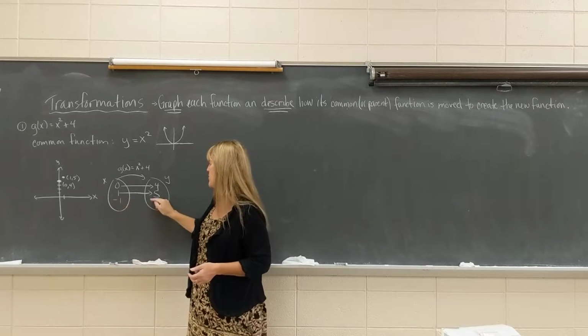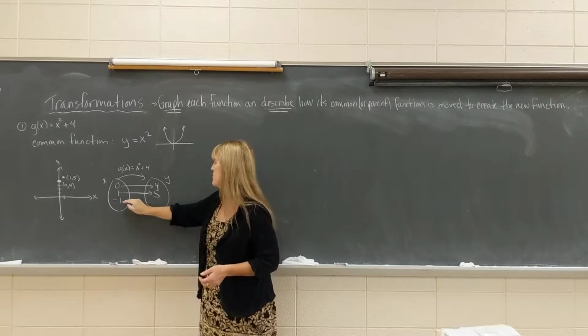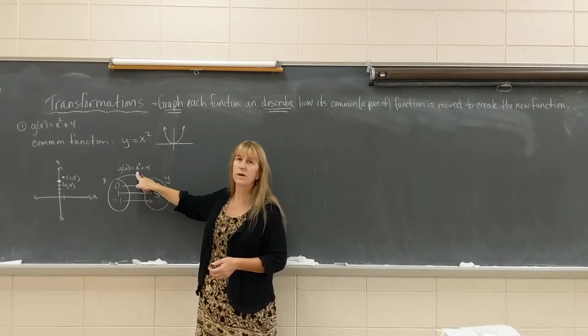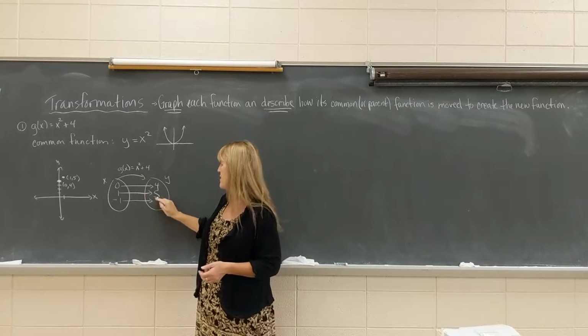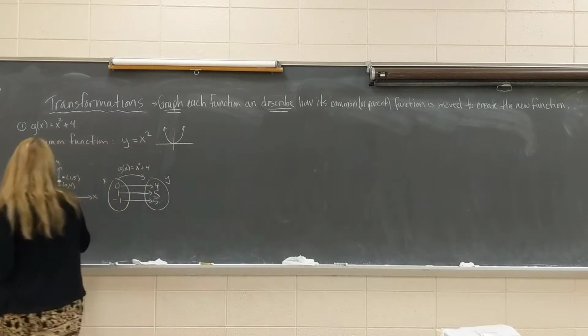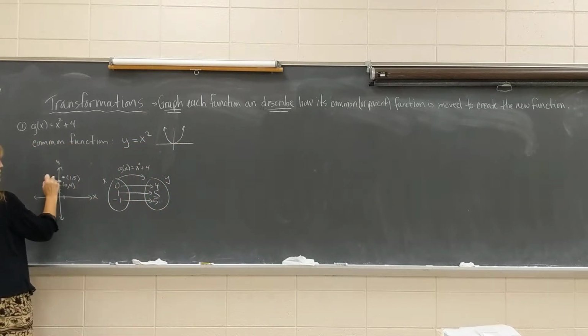So I'm going to try negative 1. Oops, sorry. Let's plug a negative 1 into the function. Negative 1 squared gives you 1 again. You add 4, you get 5. So negative 1, 5 is also a point on my g of x function.